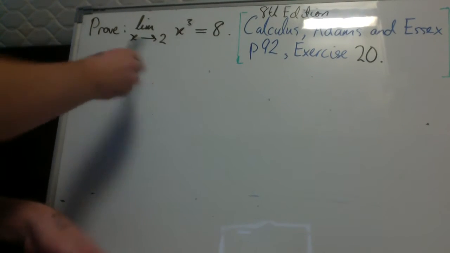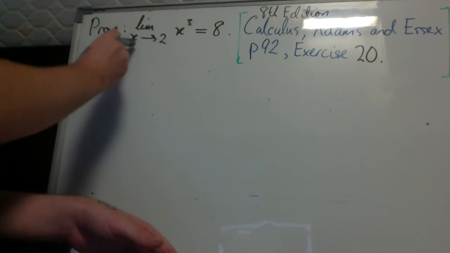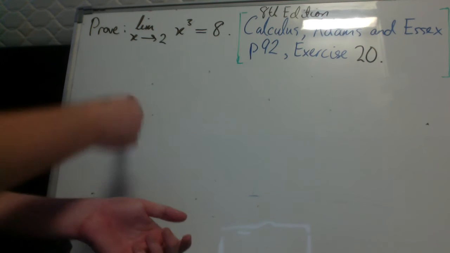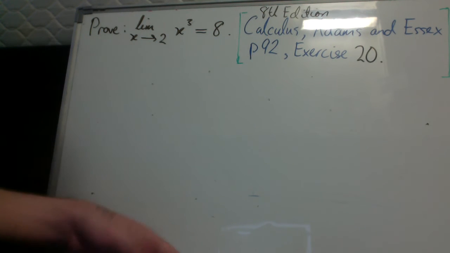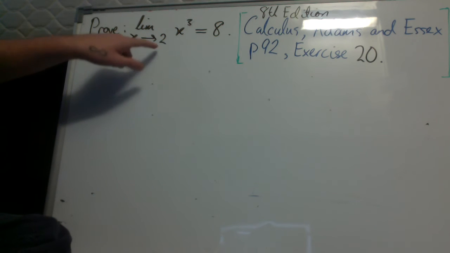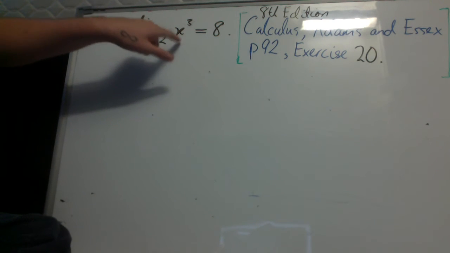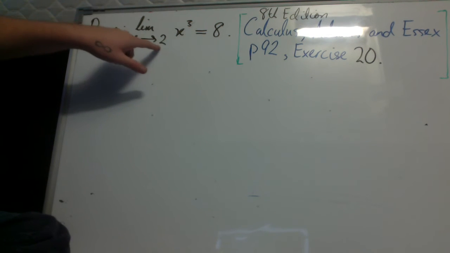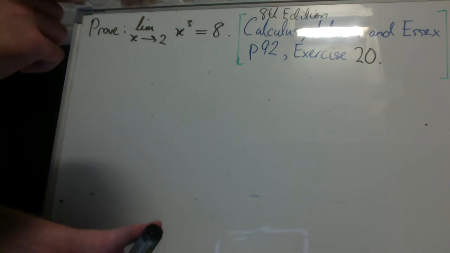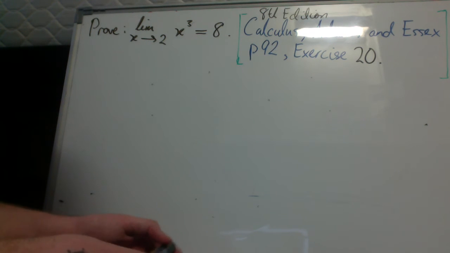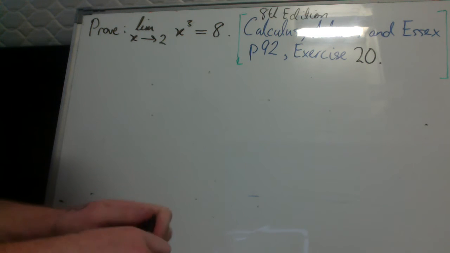So this is what we're trying to prove. The limit as x tends to 2 of x cubed equals 8. We already know that x cubed is a continuous function, so the limit will equal the value of the function with 2 substituted in. But proving it in terms of the epsilon-delta definition is a more interesting approach.